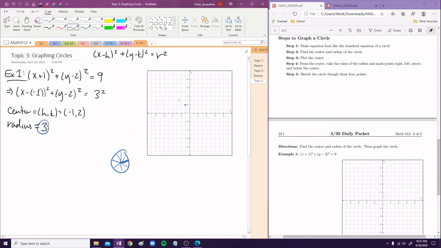So the best way is just to plot these 4 points because it's really easy to count 1, 2, 3, and then 1, 2, 3, 1, 2, 3, 1, 2, 3, right? So that is the easiest way. So now we're going to sketch the circle.